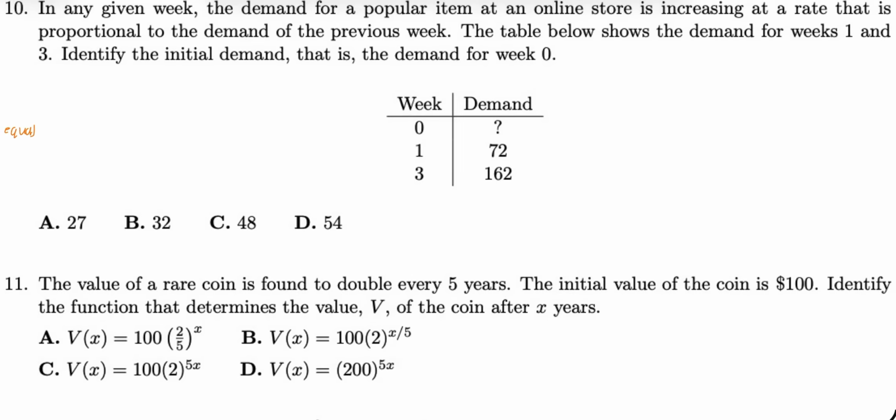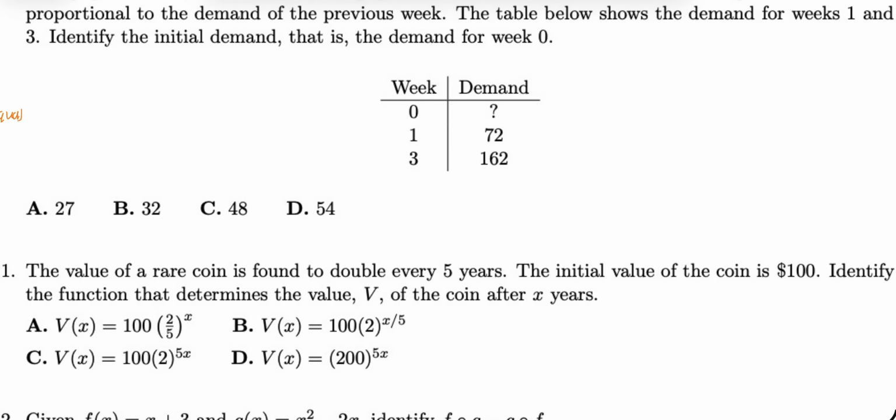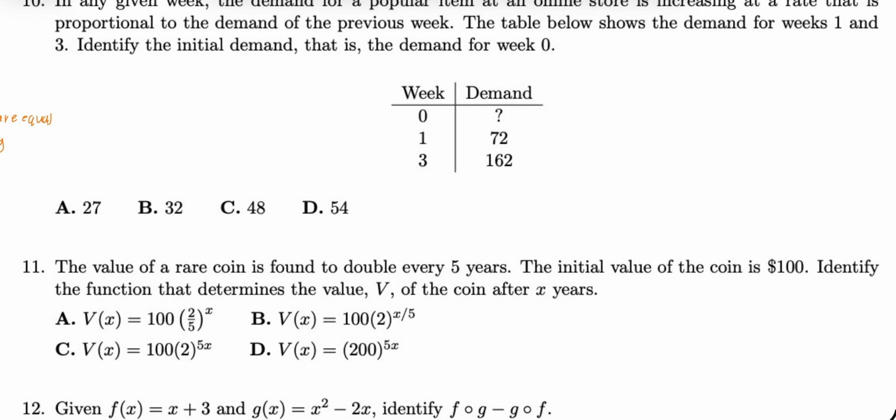So in any given week, the demand for a popular item at an online store is increasing at a rate that is proportional to the demand of the previous week. The table below shows the demand for weeks 1 and 3. Identify the initial demand, that is the demand for week 0. So for week 0, we have a mystery amount of demand.